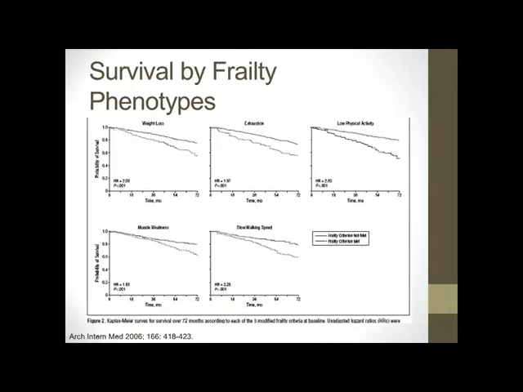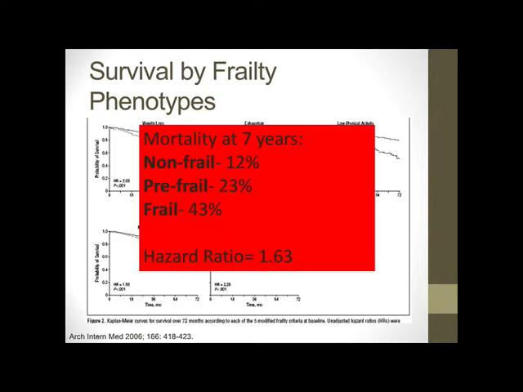And when we look at these in the study that Linda Fried did, the top line is somebody who's not frail, and the bottom line is somebody who is frail according to her definition. Within each one of these categories, the people who were frail did far worse in terms of mortality and institutionalization over the coming 72 months. The mortality at 7 years in the non-frail group was 12%, the pre-frail group was 23%, and the frail group was 43%. So almost 50% of those frail people were dead at 72 months.